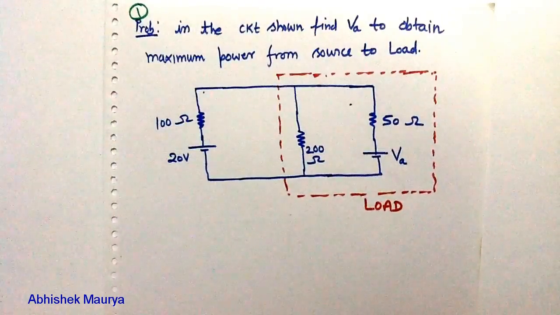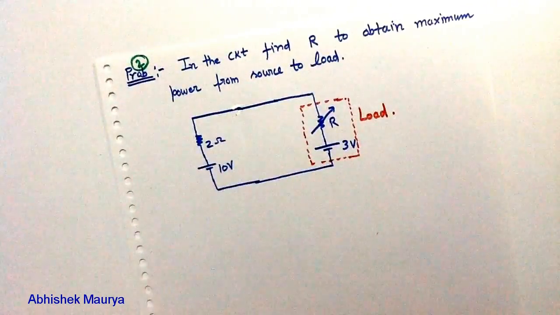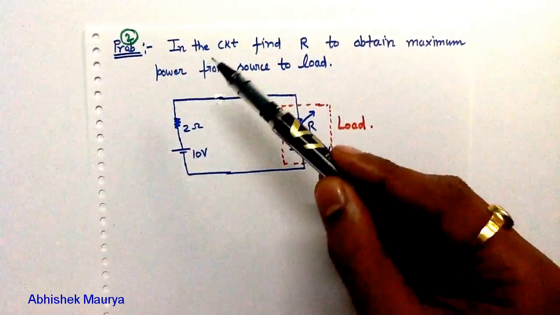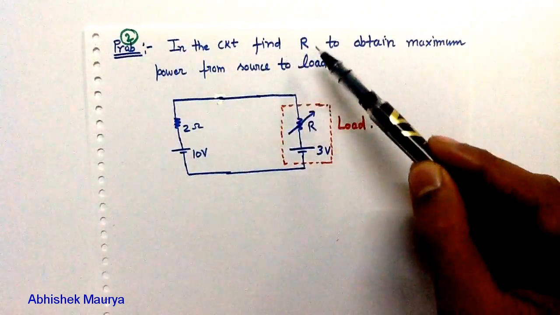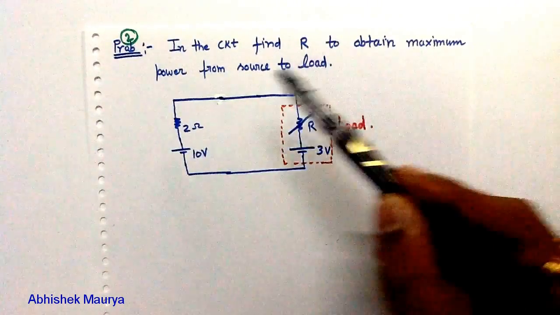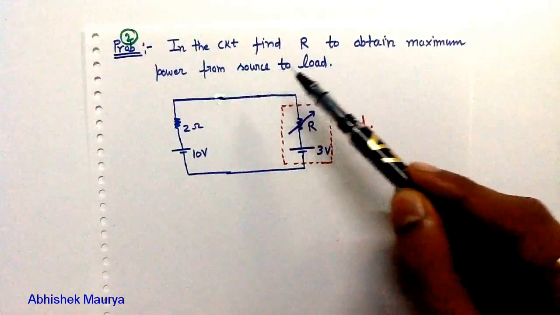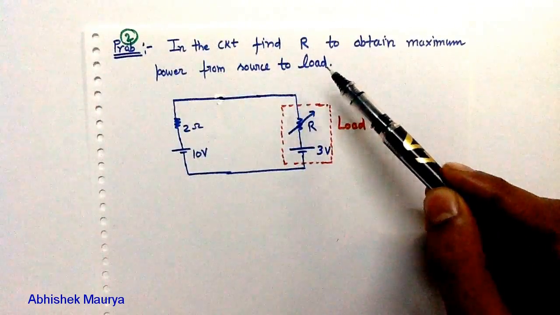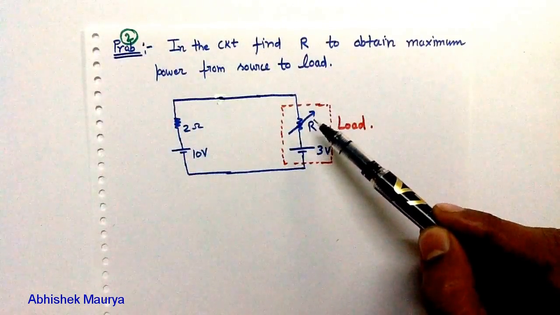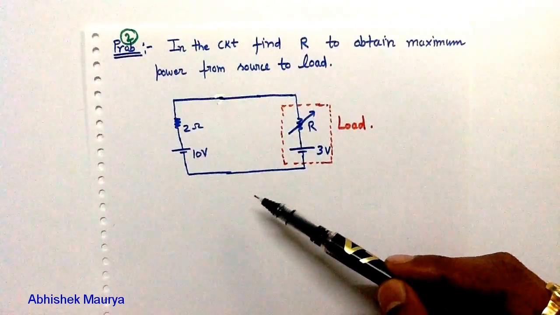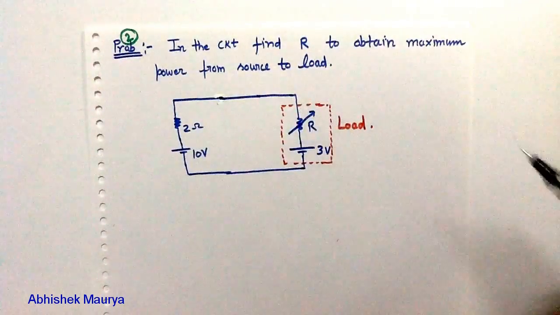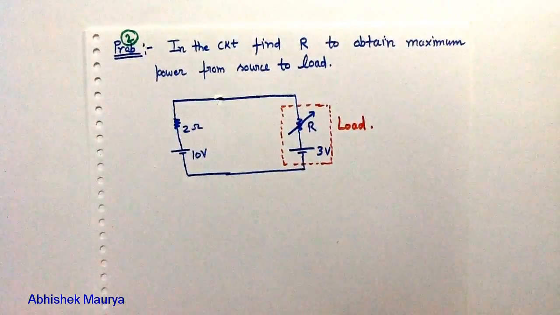The problem number 2 is this, a similar type of problem. In the circuit, find the value of the resistance to obtain maximum power from source to the load. That is, we have to find out this value of the resistor so that maximum power is going to be transferred from the source to the load. So let me solve first problem.